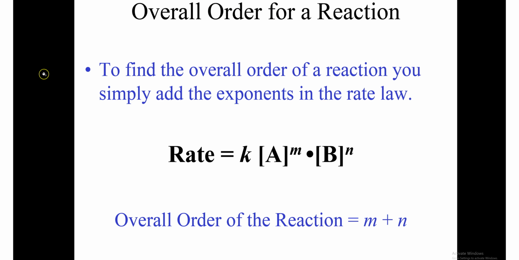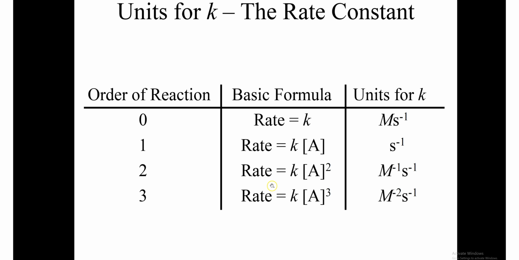Okay, now the overall reaction for any sort of kinetics is going to be rate equals k[A]^m[B]^n, and the order of the reaction is m plus n. So if I'm adding that reaction and I'm asking you what the overall order is, what I'm really doing is adding those exponents.